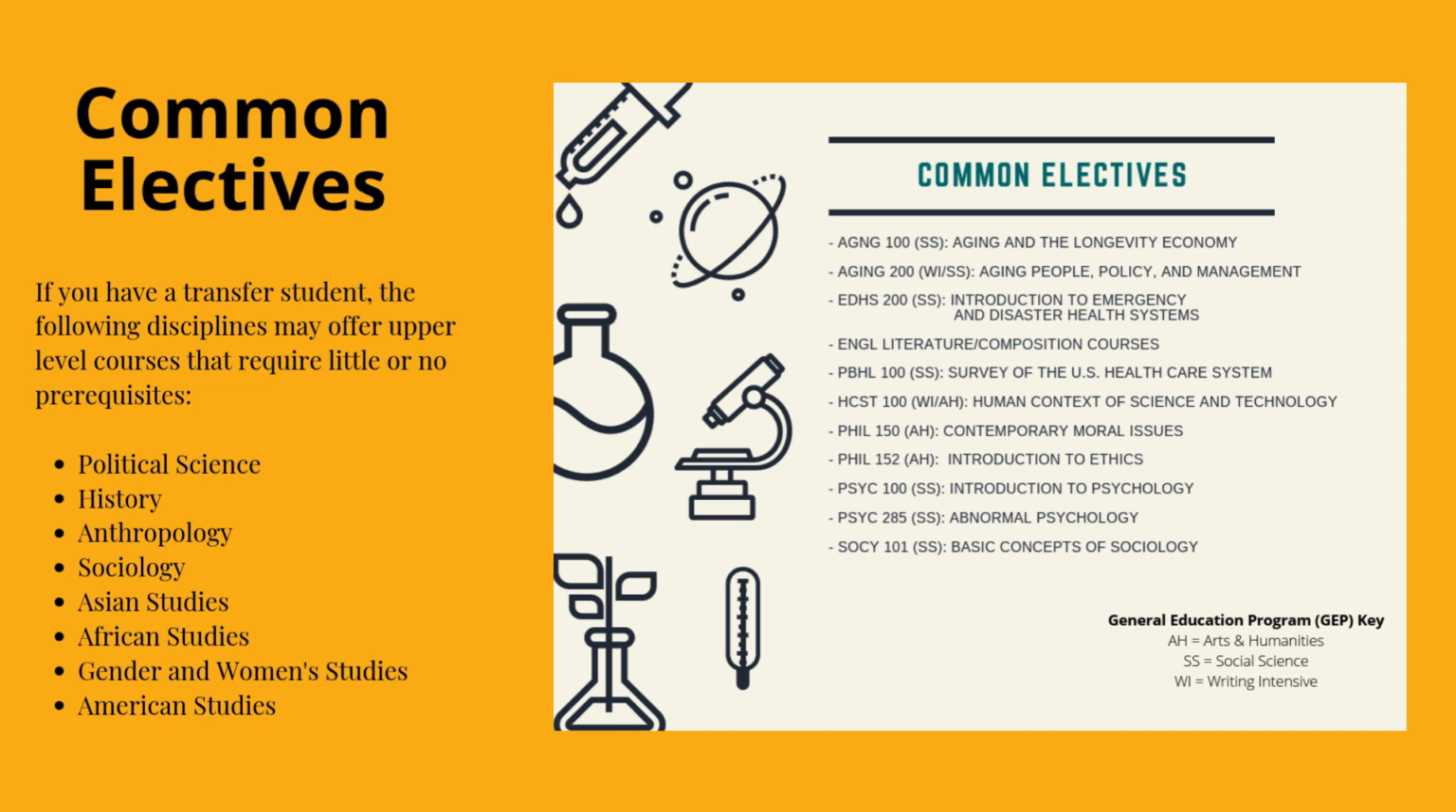If you are working with a transfer student who has most if not all of their general education courses complete, you may want to start looking for upper level electives, which are 300 and 400 level classes that require little or no prerequisites. And some of these areas include political science, history, anthropology, sociology, Asian studies, Africana studies, gender women's studies, and American studies.